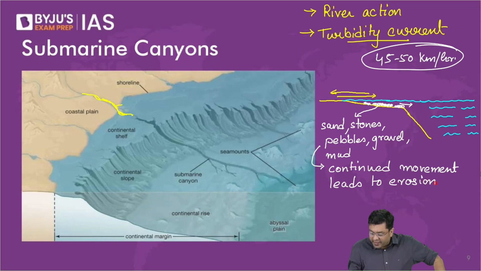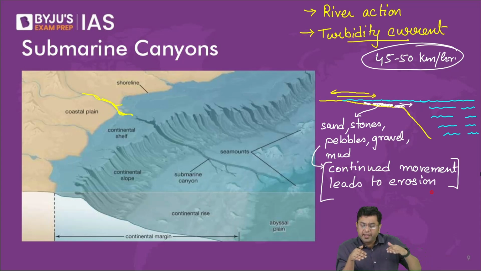So, continued movement leads to erosion. Once the erosion happens, then over a period of time, you'll find that it is deepened. Because obviously, if let's suppose this area is like a plain region, now if this area is plain, materials can move equivalently across all these areas, all these stretches.